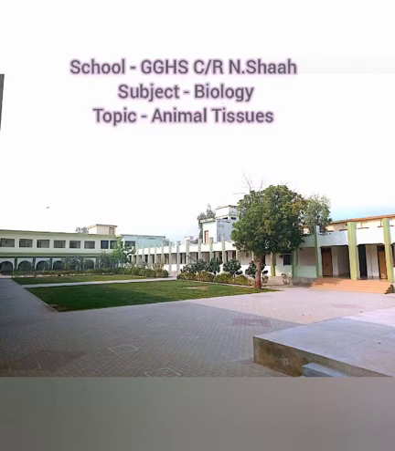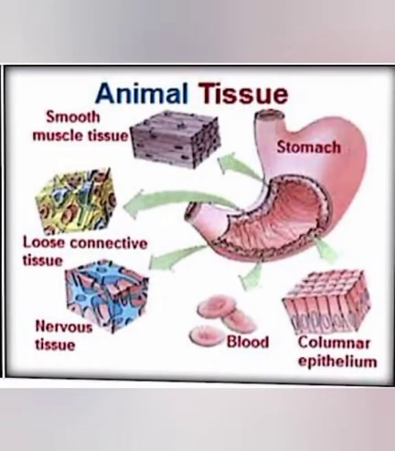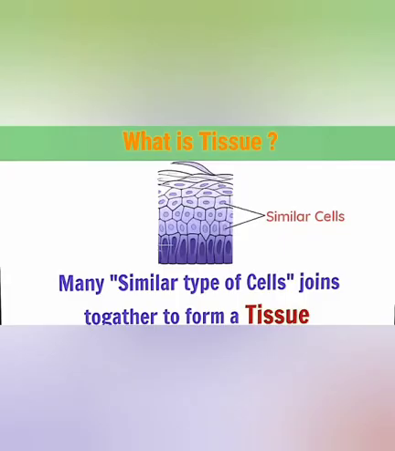Today we are going to discuss animal tissues. So first I am going to tell you about the definition of tissue. Tissues: a group of similar cells that work together to perform a common function is known as tissue.